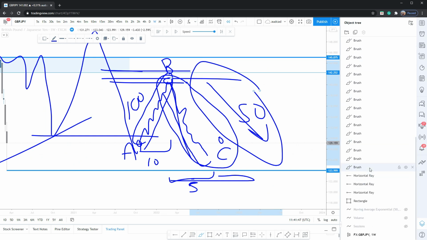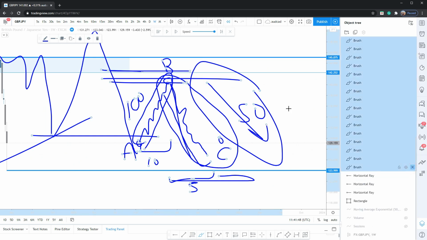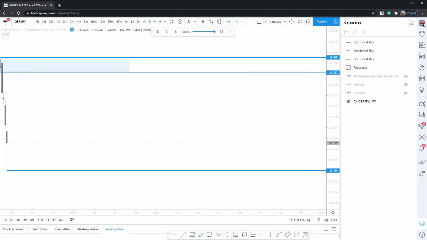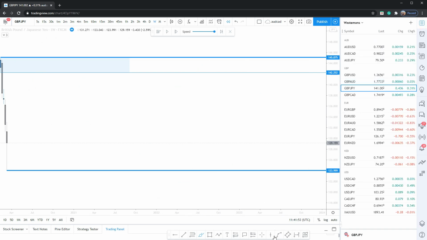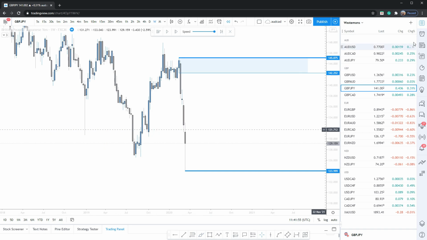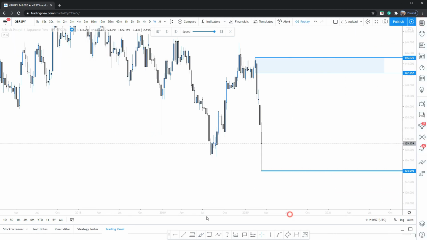So let me get rid of all my drawings again. I should have used a control tool. Okay, I'll use it the next one. But let me get rid of the brush. Right, so let me get rid of this. So what can we see here?